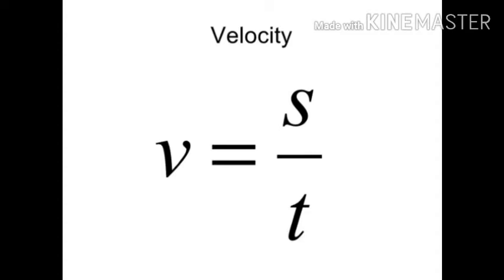If a body travels a distance s in time t in a given direction, then its velocity is given by v is equal to s by t. Its SI unit is meter per second.